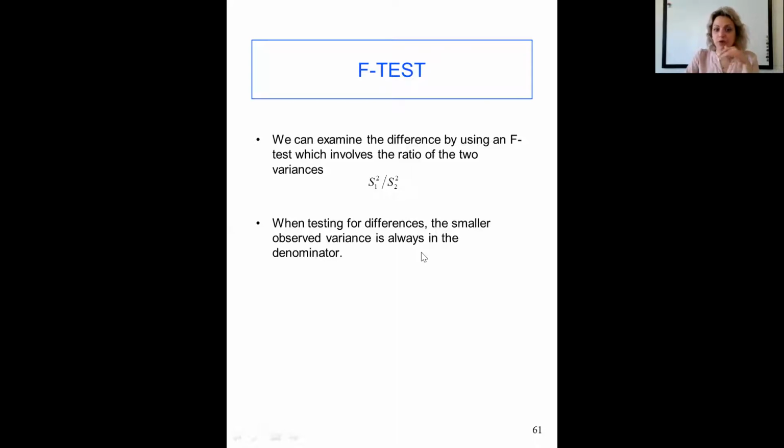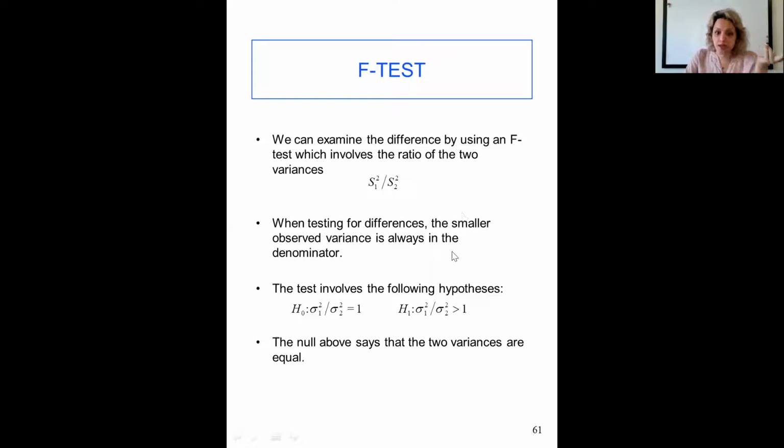Let's consider the smaller one in the denominator, so that when we want to make a judgment later, we always remember this: the smaller one is in the denominator. So the test: H null is sigma 1 squared over sigma 2 squared equal to 1. H null says that the variances are equal. H1 says that the variance of sample 1 is greater than the variance of sample 2, right? And we said that the smaller one is going to be in the denominator, so sigma 2 is the smaller one here. Then the null hypothesis above says that the two variances are equal, as I said.